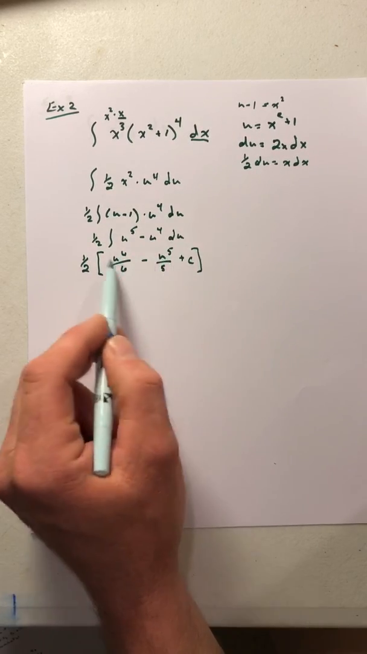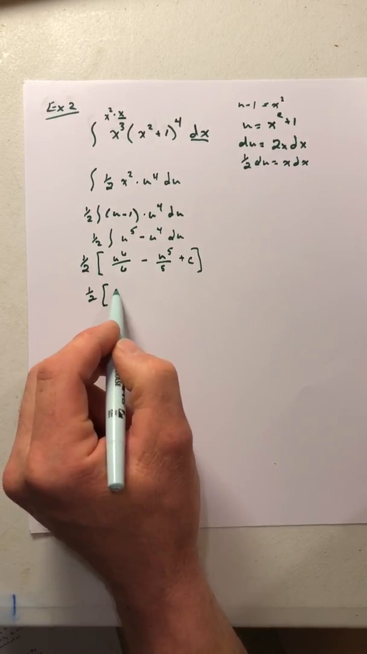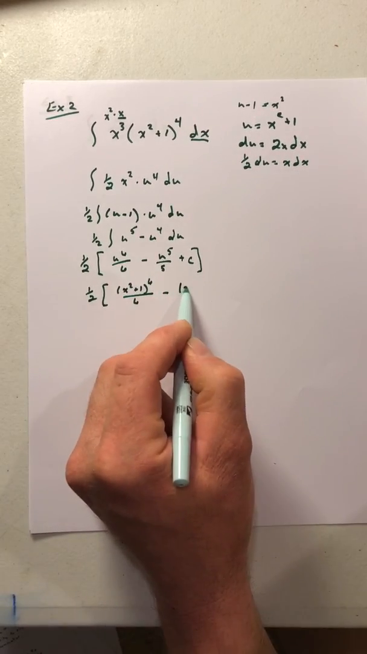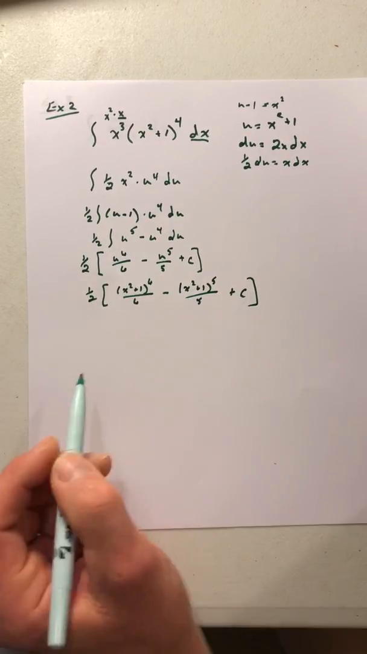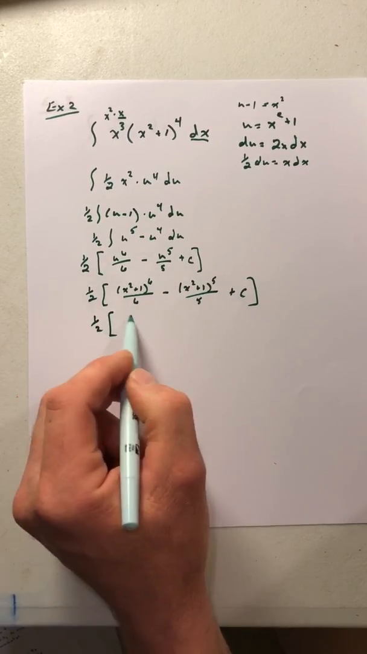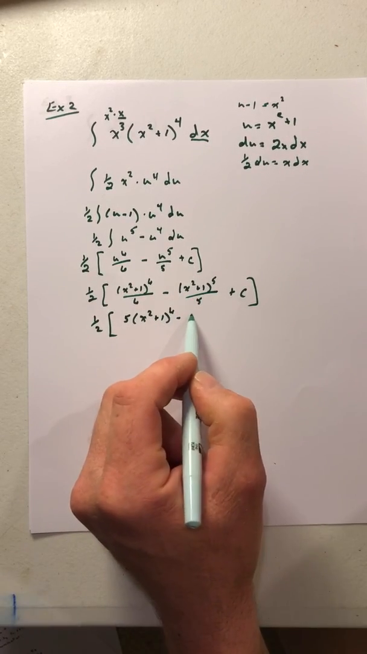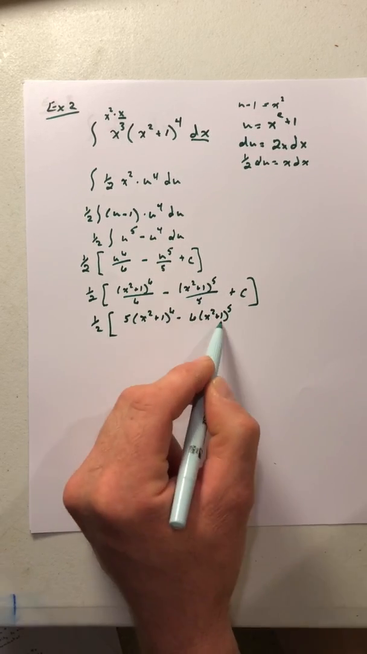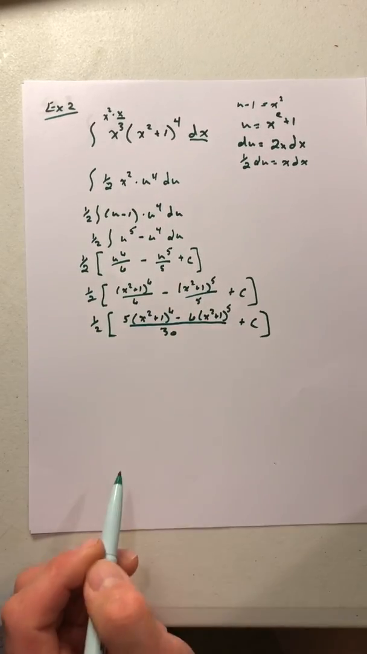So I'm going to go ahead and replace my u's with my x squared plus 1. So I get x squared plus 1 to the 6th over 6 minus x squared plus 1 to the 5th over 5 plus our c. I can find a common denominator. So we get 1/2. We have 5 this time. x squared plus 1 to the 6th minus 6 x squared plus 1 to the 5th. That again is over 30 plus c.